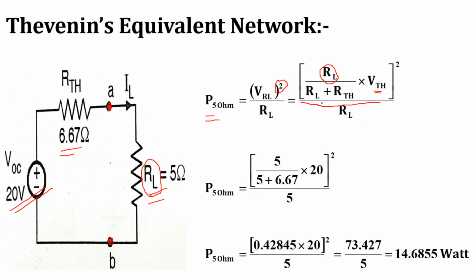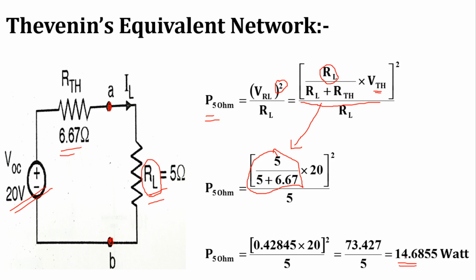So let's put in the values. RL is equal to 5, divided by RL plus RTH, 5 plus 6.67, multiplied by the total voltage 20, whole square, divided by 5. So 5 upon 5 plus 6.67 is equal to 0.42845, multiplied by 20, whole square, divided by 5. With this you will get the power across the 5 ohm resistance, that is equal to 14.6855 watt. So this is the normal calculation, the power across the 5 ohm resistance.